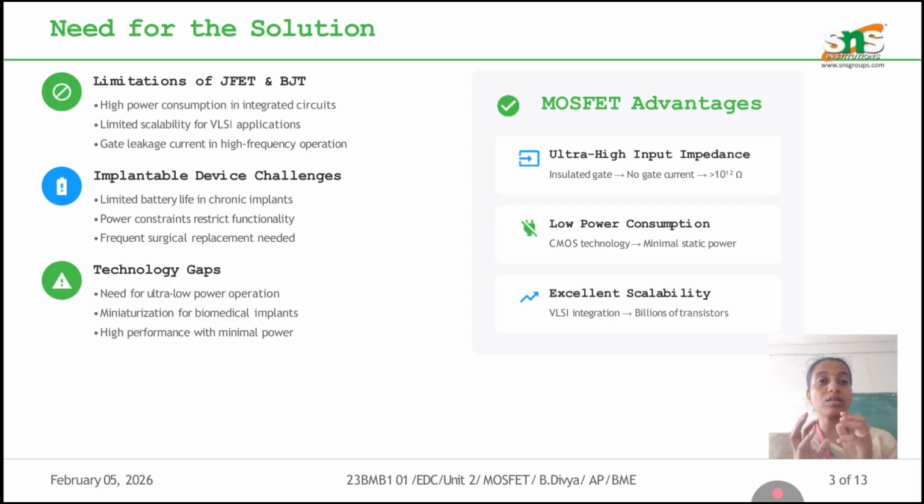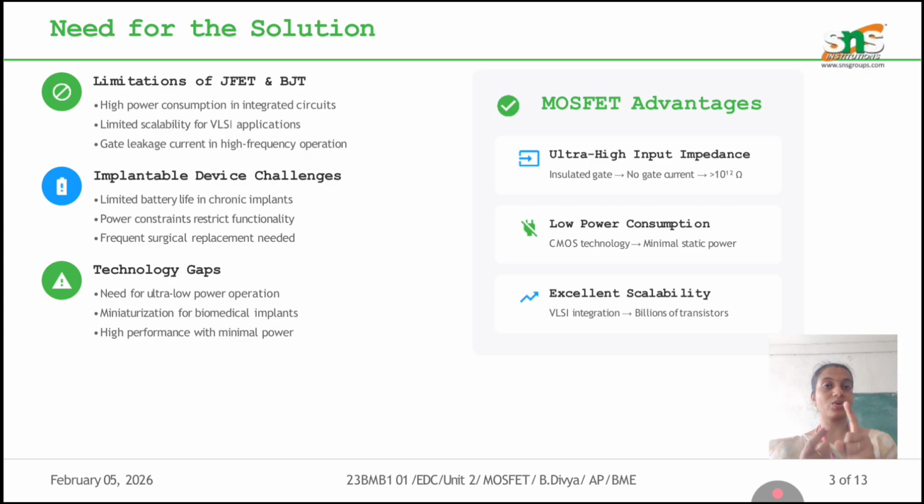Implantable device challenges. What are the implantable device challenges we have in JFET and BJT? Limited battery lifetime. As I told you already, if the battery lifetime is very high, the accuracy will also be very high. Limited battery life in chronic implants. Power constraints restrict functionalities. If it consumes high power, the functionality of the device will be minimal. Frequent surgical replacement needed.